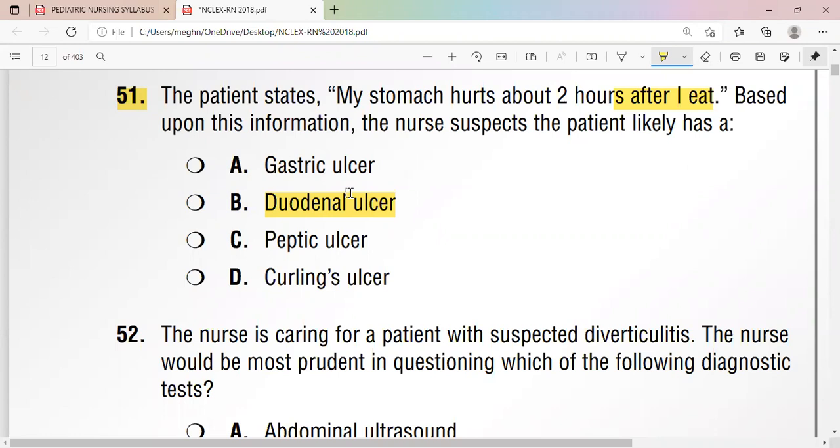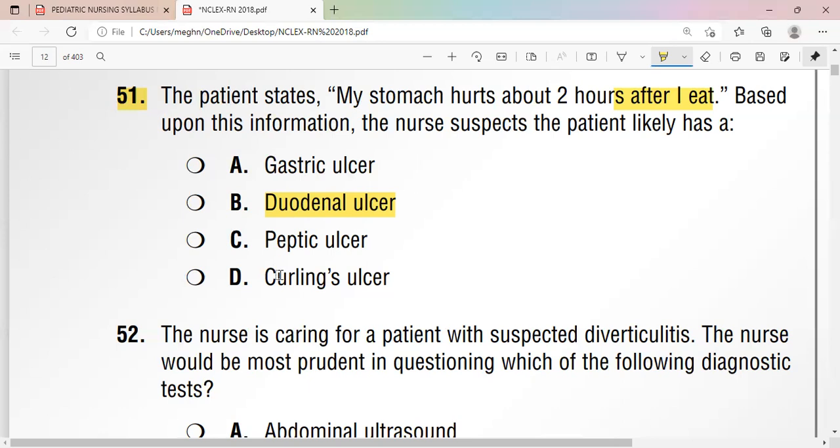So the answer here, as I said, individuals with an ulcer within the duodenum typically complain of pain occurring 2 to 3 hours after food or after a meal, as well as pain at night. So the pain is usually relieved by eating. The pain associated with gastric ulcer, answer A, occurs 30 minutes after eating.